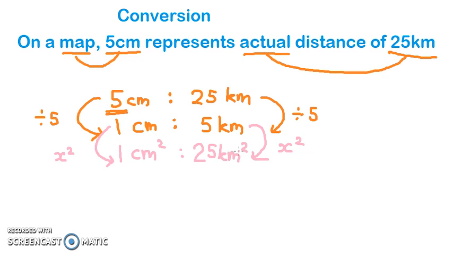Okay, it's a common mistake where students will always write 10 kilometer square. That's 5 times 2, but in this case, it's 5 square. 5 square means 5 times 5. Alright, so this is it. So 5 cm will give you 25 kilometer. 1 cm will give you 5 kilometer.